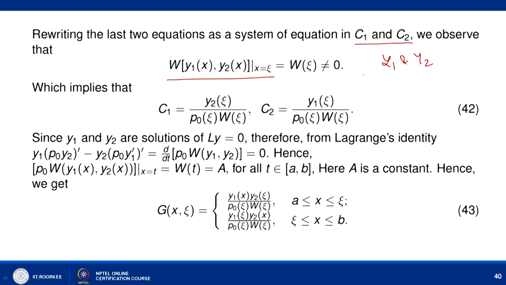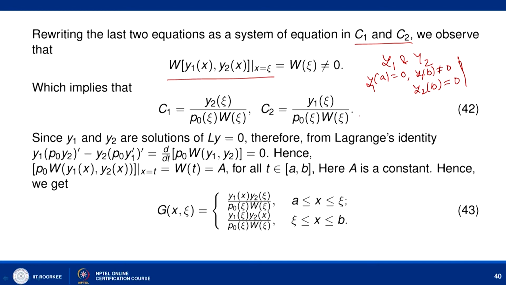How do we say that? We have already assumed that y1(a) equal to 0 but y1(b) is not equal to 0, and we have assumed y2(b) is 0. So, y1(b) is non-zero, but y2(b) is 0. From this we can say that y1 and y2 are linearly independent of each other. So it means that the Wronskian is going to be non-zero, and let us call this Wronskian W(xi). With the help of this Wronskian we can find c1 as y2(xi) upon p0(xi) W(xi), and c2 as y1(xi) upon p0(xi) W(xi).